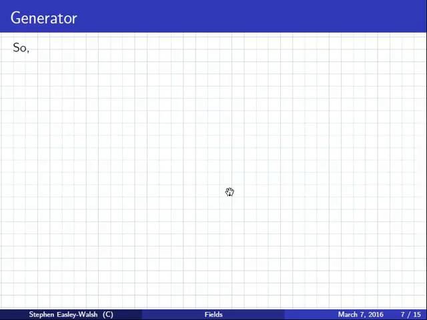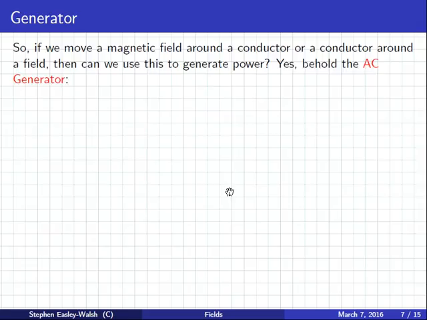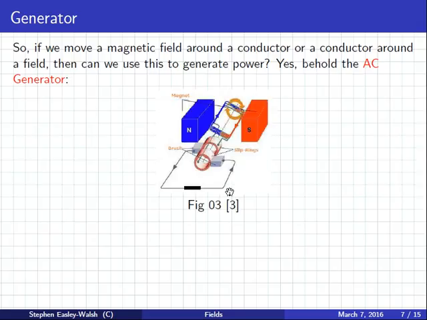So, we know that moving a magnet around a conductor will make a voltage. So can we use this for practical purposes? We certainly can. Like you were saying, KJ, we can use this to generate power. So behold, the AC generator looks very similar to the DC motor that we did last time. In fact, it's nearly the same, but there are some small changes to it, which you should note.